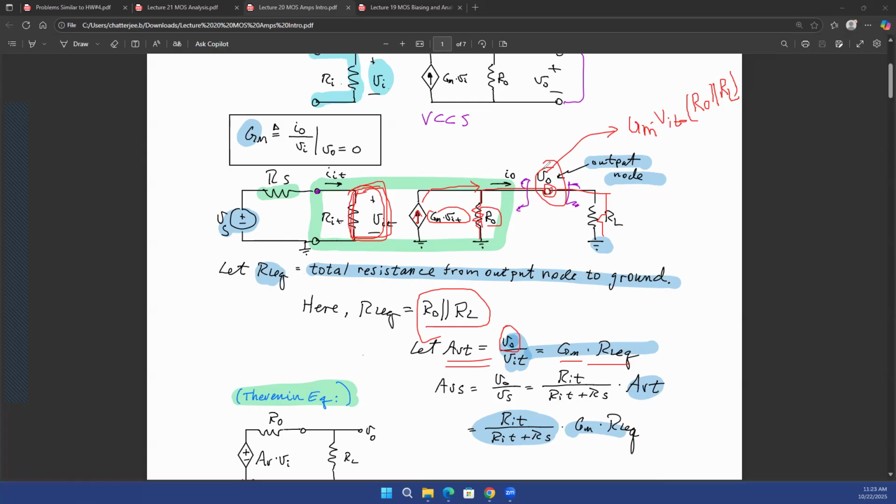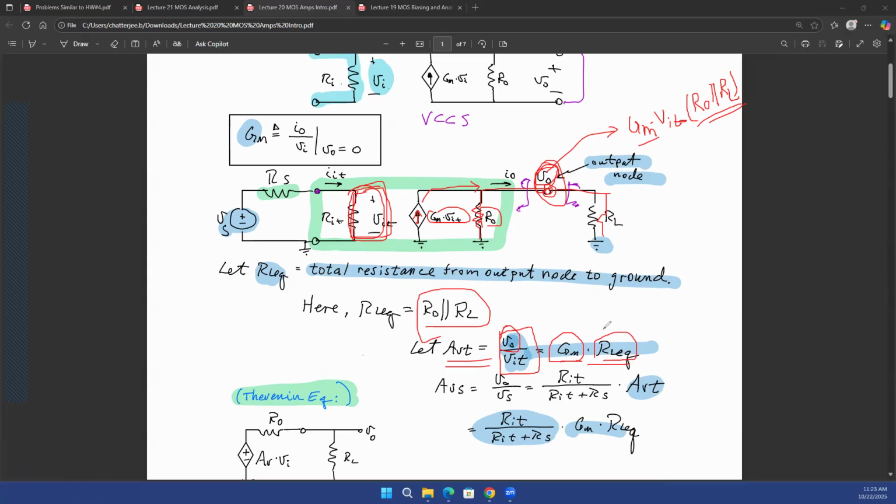So that is equal to your VO. This is equal to your VO. So what is going to be VO divided by VIT? That's GM multiplied with RO in parallel with RL, or that is equal to RL equivalent. So GM times R equivalent will be the voltage gain for any amplifier.